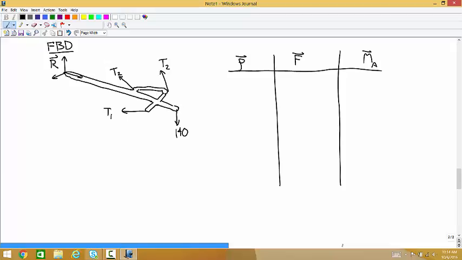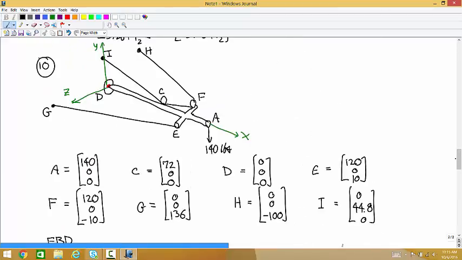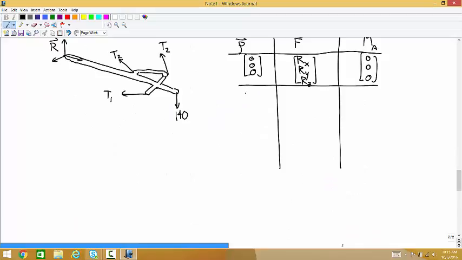Okay, so the force R, that's at the origin. The force vectors Rx, Ry, Rz. So the moment is 0. The next one, the 140, that is at the point 140, 0, 0. And the force is 0, negative 140, that's in pounds, 0.